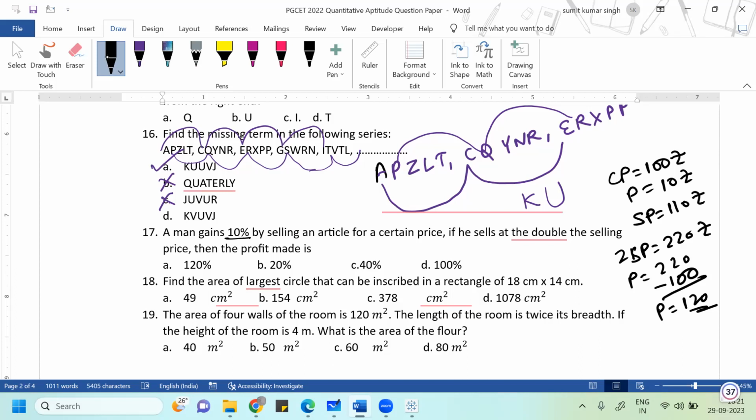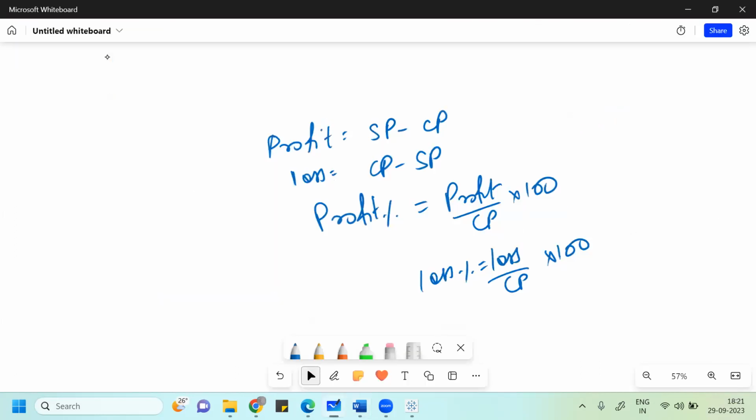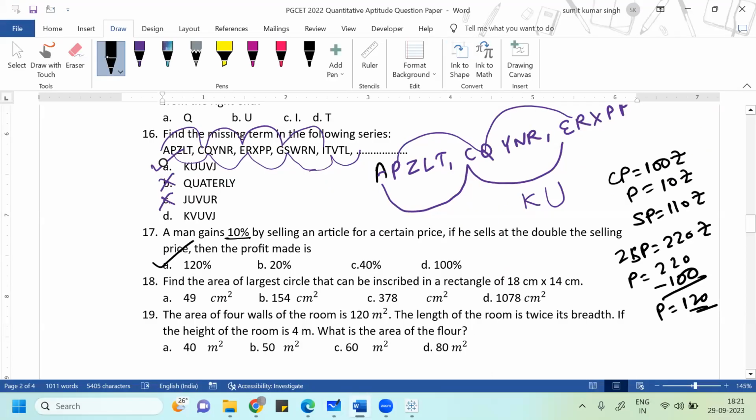Then what is the profit percentage? Profit percentage would be 120% because I considered my cost price as 100. You are getting a profit of 120 on 100 rupees, so this would be your profit percentage. Clear? Simple question. Only thing is you should know the formulas. The questions which come in the PGCT exam are not at all difficult. They are conceptual questions. If you are good with concepts, you can do it very easily.